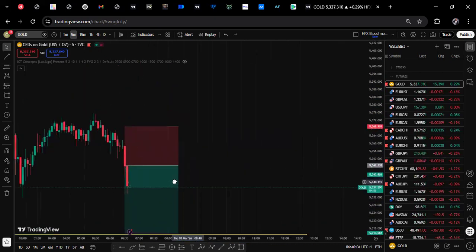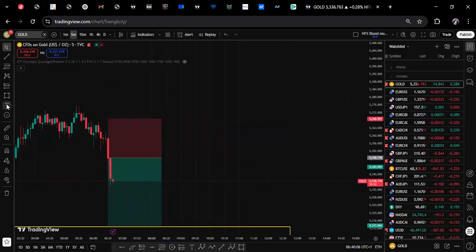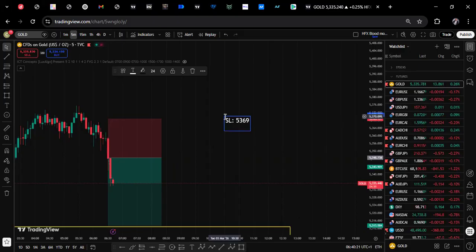So you can simply say your entry is 5349, your SL 5369, your TP 5319, and just simply point it out like that. When trading, of course, I don't expect you to trade gold all the time.